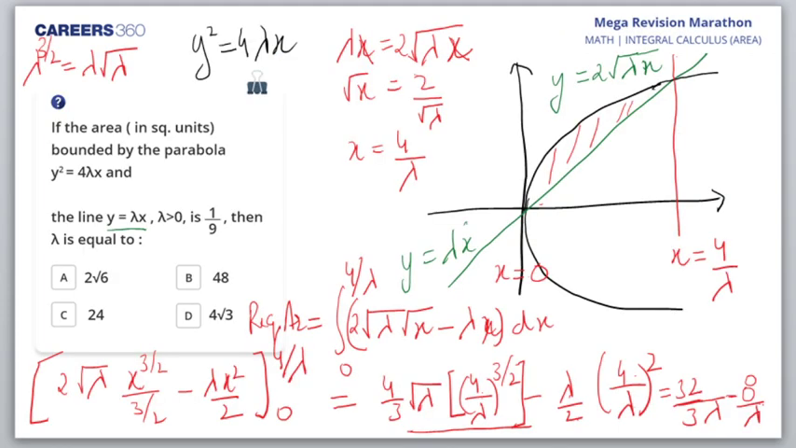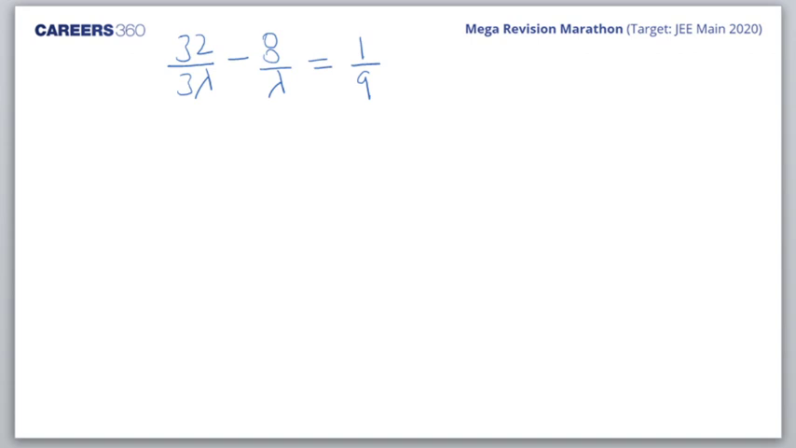So now we go to the next slide, because space is less. So what is given to us? Let me write first of all the last expression which we got. 32 by 3 lambda minus 8 by lambda, wasn't this the expression? And this is given to us as 1 by 9. Am I right? Look at the question. So I put it equal to 1 by 9 because lambda is what I'm going to find.